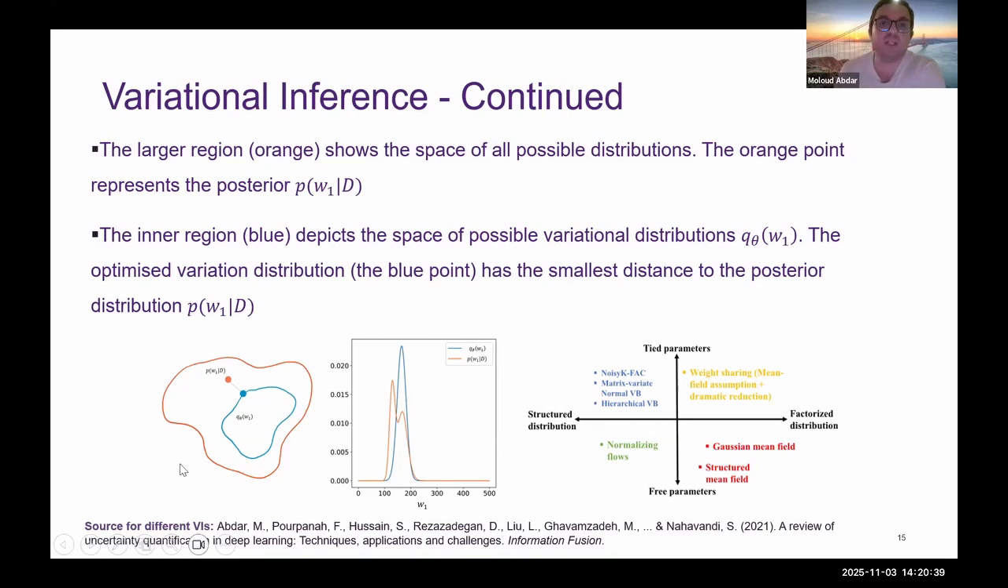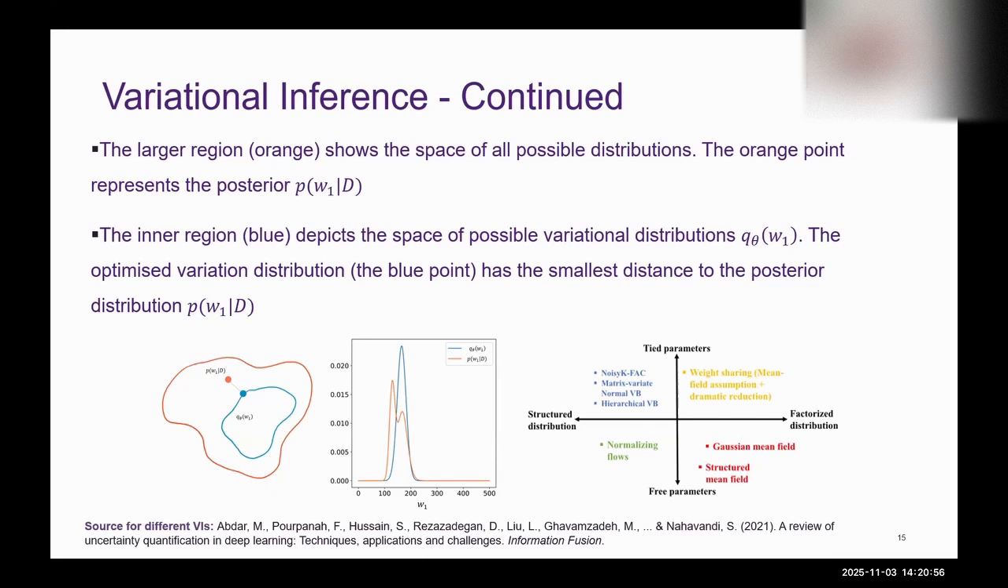The optimized variational distribution, which is the blue point here, has the smallest distance to the posterior distribution, which is here. And as you can see, this is the point that we use variational inference to make.